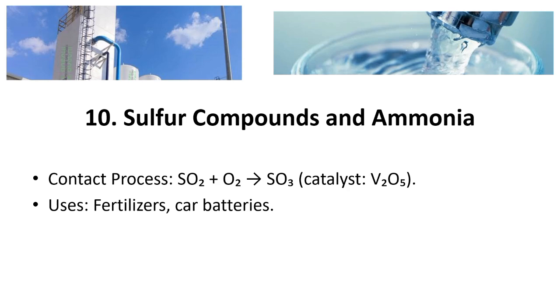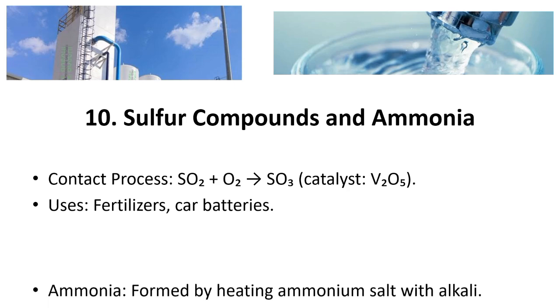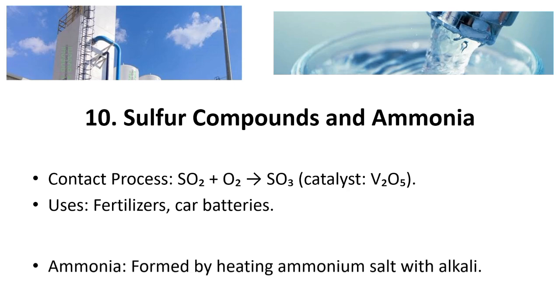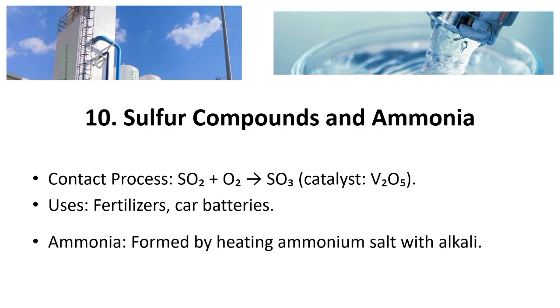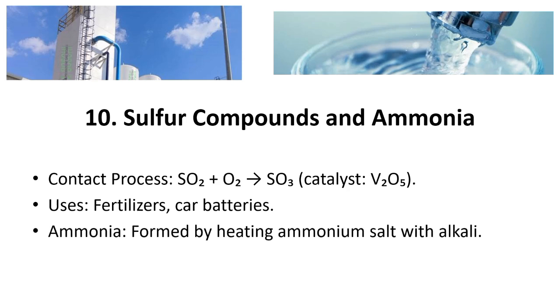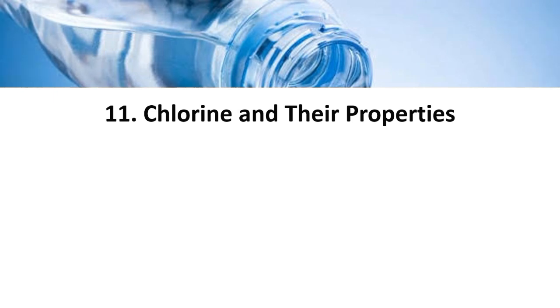Tetraoxosulfate(VI) acid is used in fertilizer production and car batteries. It can be prepared in the lab by reacting sulfur(VI) oxide with oxygen and water. Ammonia is prepared by heating ammonium salt with an alkali. It is used in fertilizers and cleaning agents.